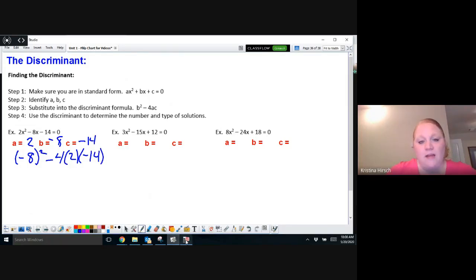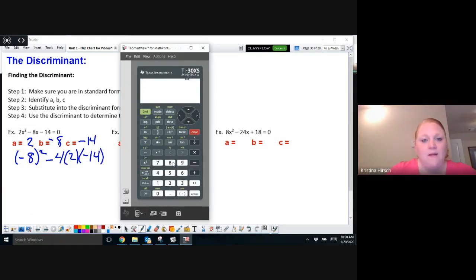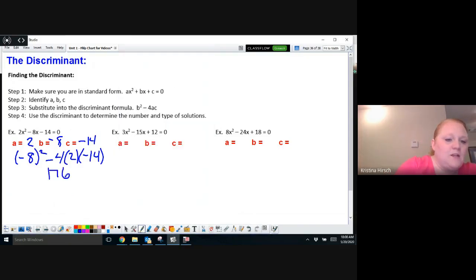You can type that into your calculator all at one time. I'm going to put parentheses -8, square it, making sure the square is on the outside of the parentheses, minus 4. That's not -4, it has to be subtract 4. A is 2, c is -14. And I got 176. So my discriminant is 176.